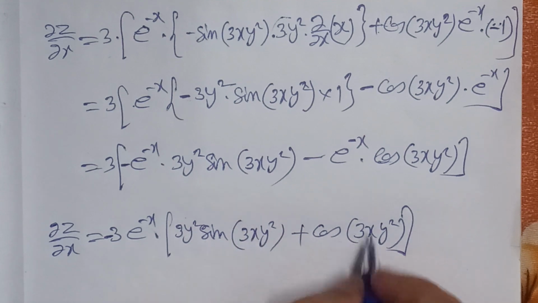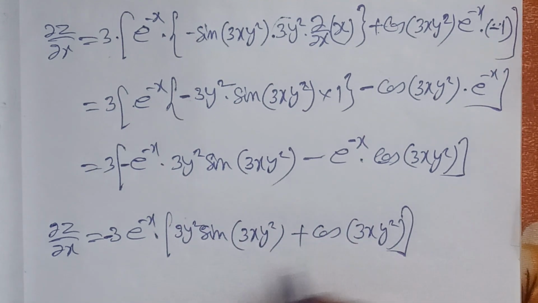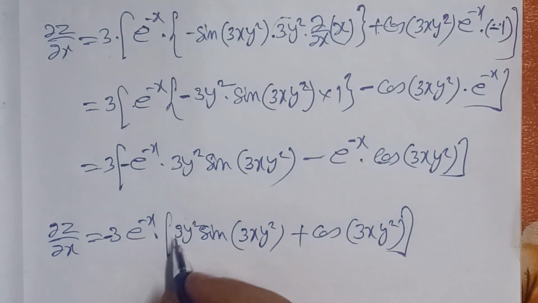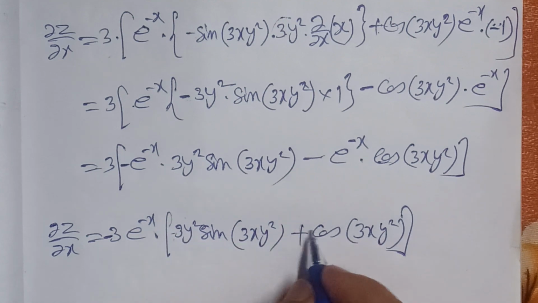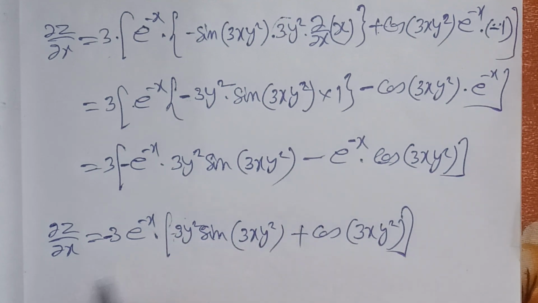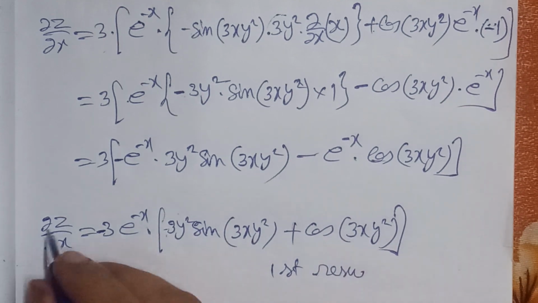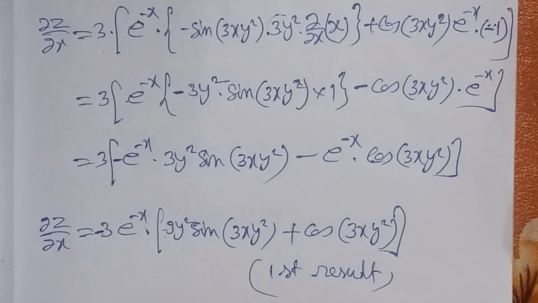The whole value depends on this value, so we cannot say this is a positive term. We can say only that these are positive signs. This is our first result, because we have found ∂z/∂x. We have to find the second result.